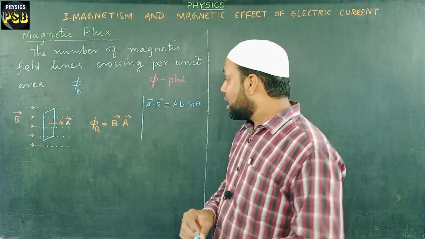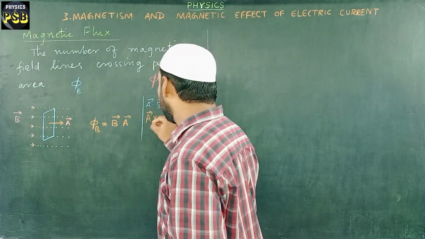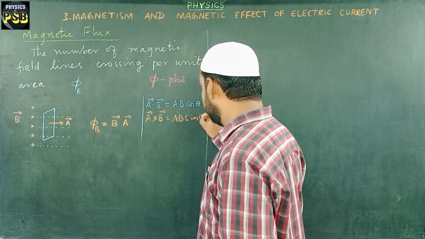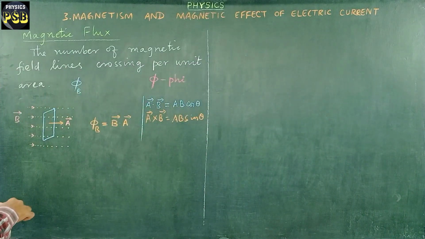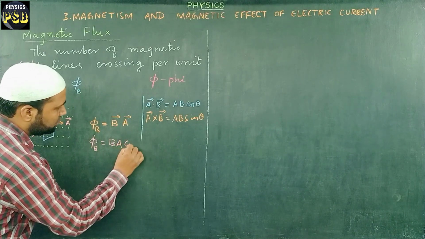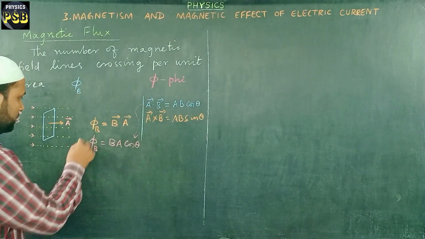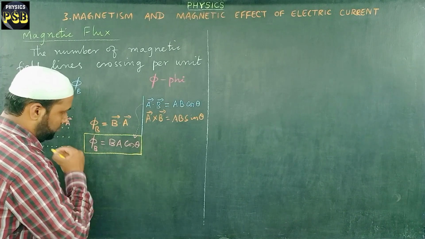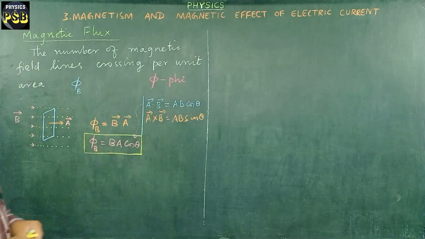Similarly, if we come across two vectors in a cross product, then it can be expanded as AB sin theta. Okay. By following this, I can write phi B as BA cos theta using this. Now, for convenience, I box this expression in this manner. Now this is how mathematically we can represent magnetic flux.